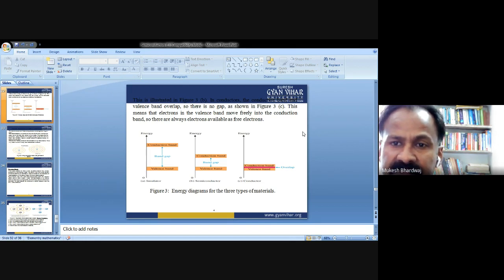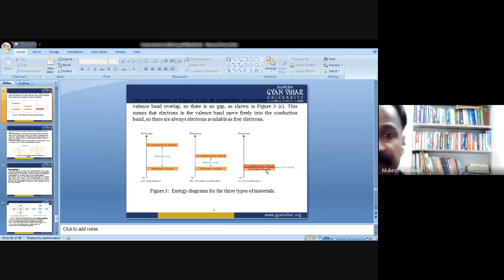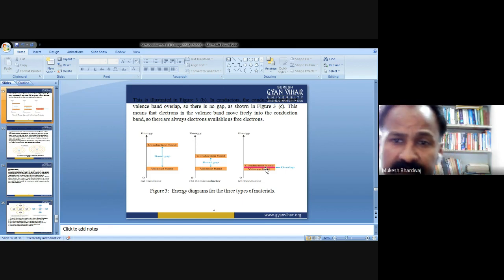So in conductors, the conduction band and valence band overlap. As you see in the third figure, the conduction band and valence band overlap each other. There is no energy gap. This means the electrons in the valence band move freely into the conduction band. So there are always electrons available as free electrons.